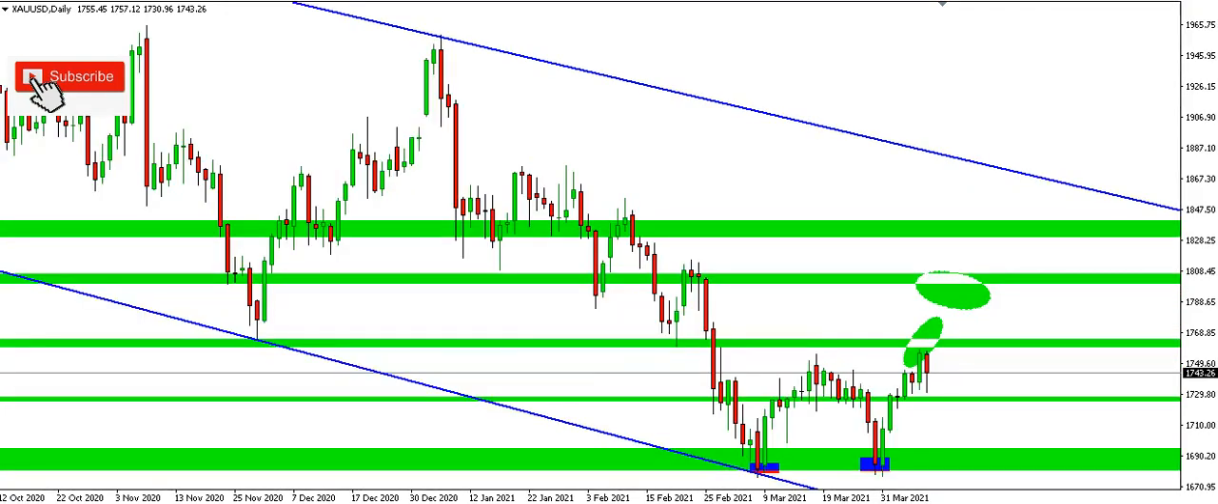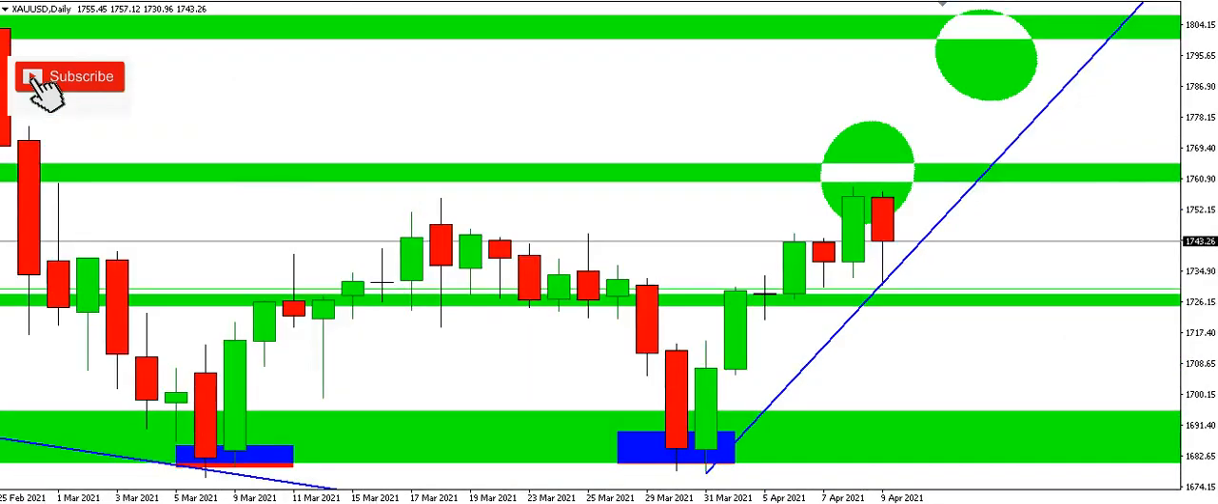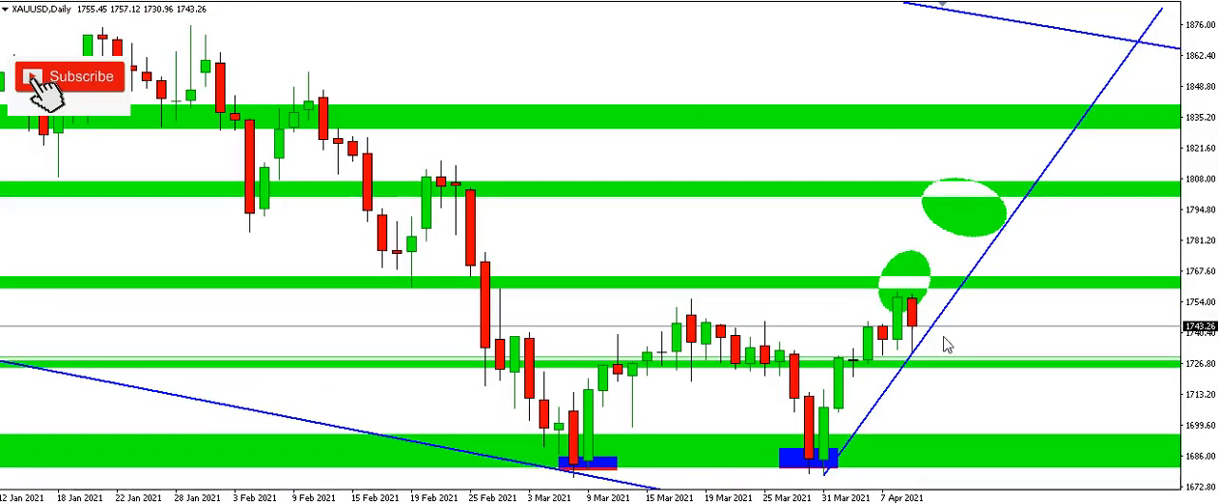We have that, and then we can see that we can possibly put another trend line around here. We can see price tested this trend line. Is it going to hold? Only time can tell. But a break of this trend line will take price to this zone, to this level.